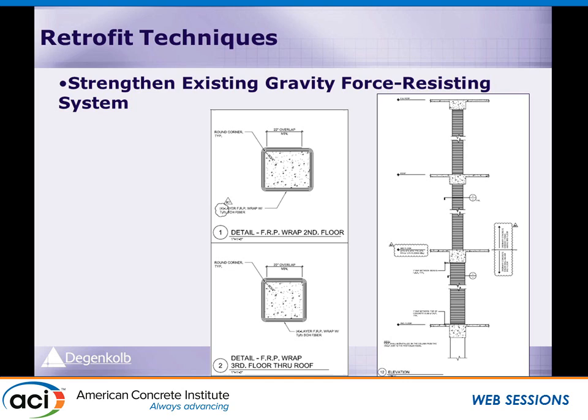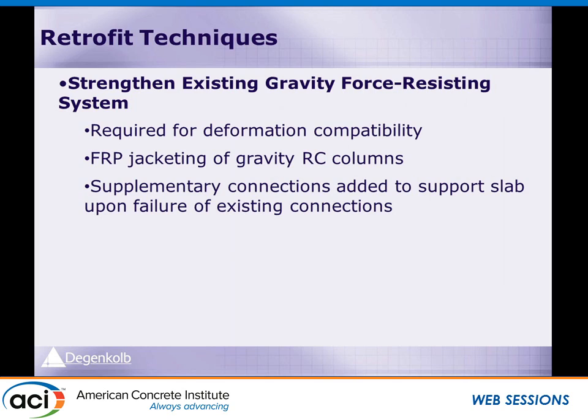So basically, what we do is provide FRP confinement, increasing the horizontal, lateral deformation capacity of these gravity columns. Sometimes we also put some kind of steel channels underneath the slab, to provide a catch mechanism when gravity failure occurs, like at the slab-to-column connection or something like that. We often provide some kind of supplementary connections or support for the gravity support.